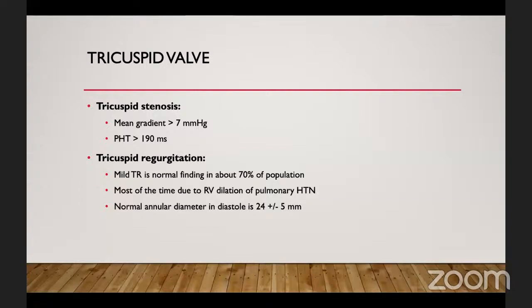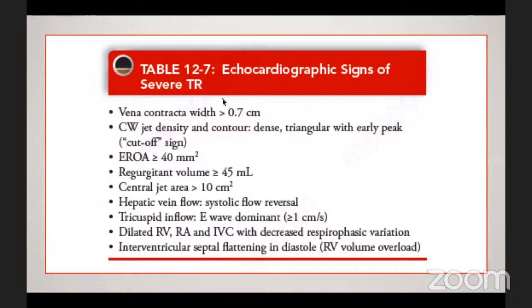Normal annular diameter is around 24 to 28. A diameter of more than 40 is indicative of severity, and that needs a repair. So these are the parameters to indicate the severity of the tricuspid regurg. A vena contracta, same as the tricuspid valve, of 0.7. AROA of more than 40, and regurgitant volume more than 40 ml.